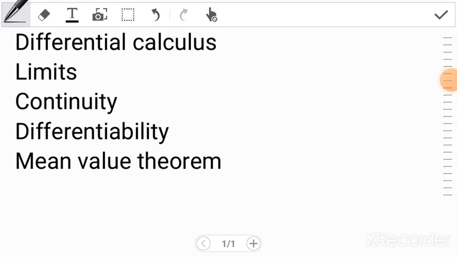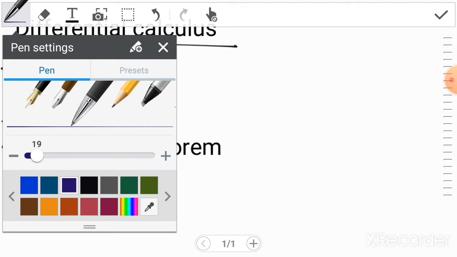Hi everyone. Today we will be starting differential calculus. In today's session we will see limits, continuity, differentiability and mean value theorem. So let us first start with limits.